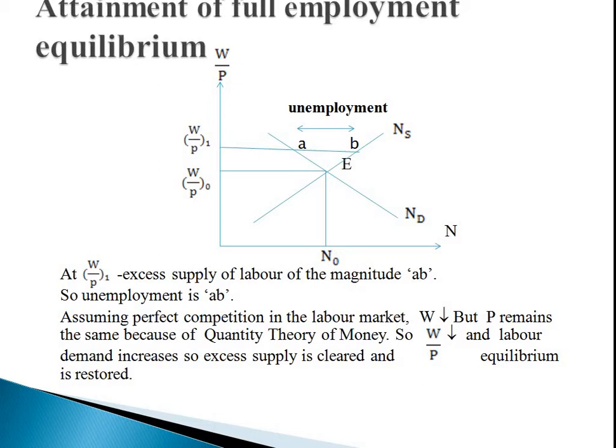Let us now consider a maladjustment in the labor market. Let the real wage rate increase to W by P1. At this increased real wage, there is an excess supply of labor measured by the amount AB, as we can see in the figure. Excess supply means that there are more people wanting to work than are being demanded. So AB actually measures the volume of unemployment.